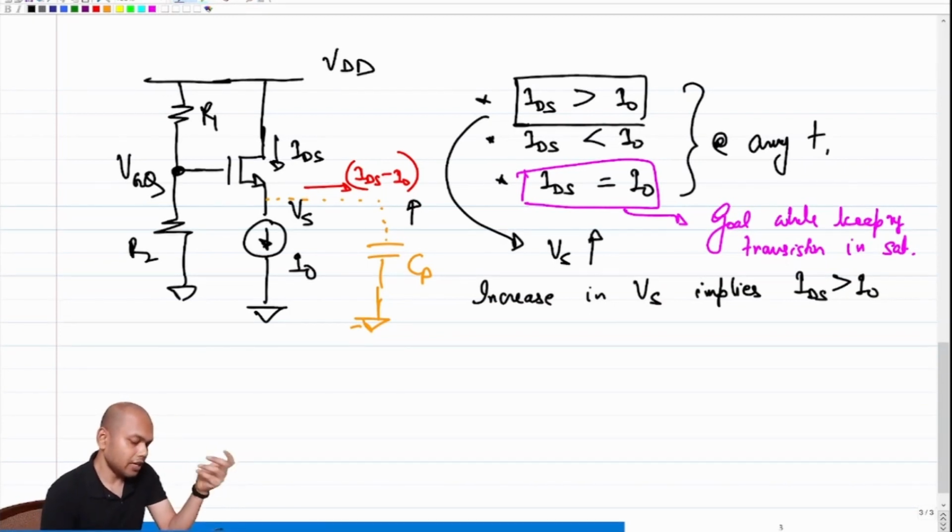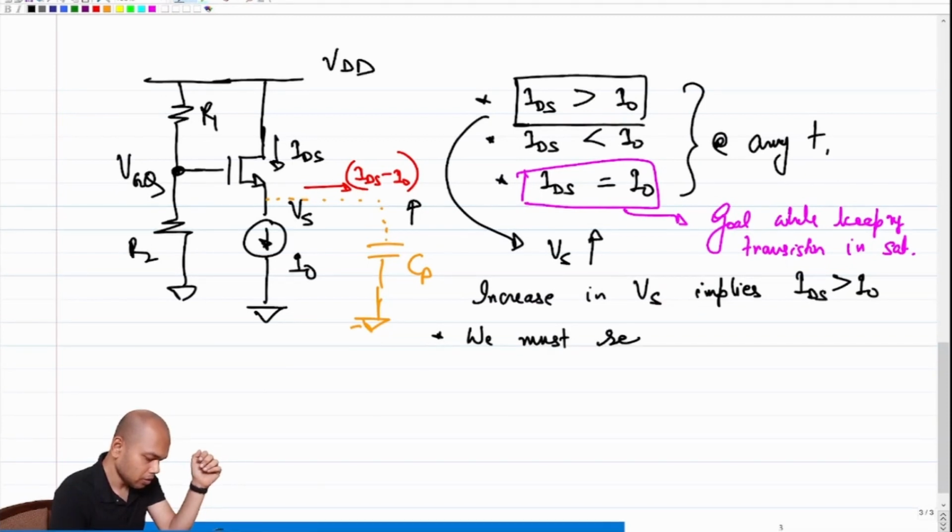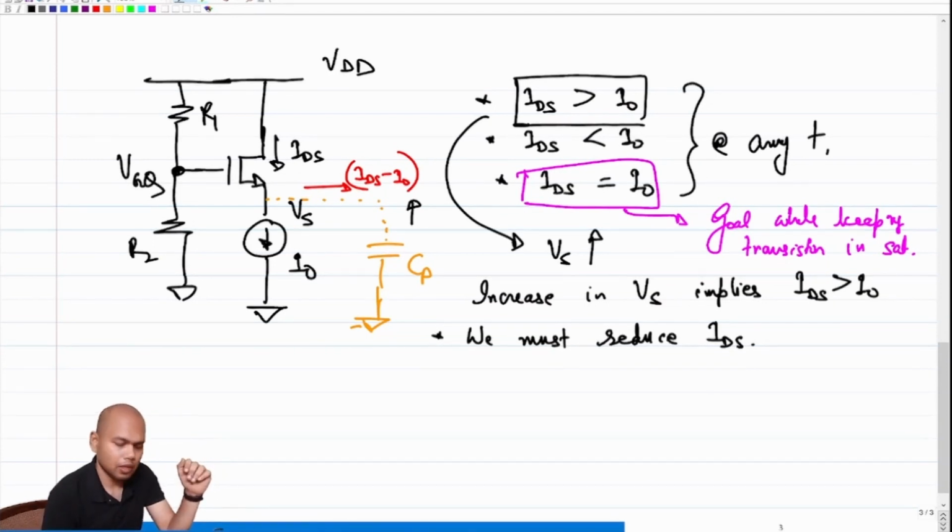So if IDS is greater than I naught, what should I do? I should take some corrective action to reduce IDS. How can we reduce IDS? What control do I have? One can obviously say I can reduce the W by L of the transistor to reduce IDS, but that we cannot do, because once the transistor size is fixed, it is fixed. We cannot change W by L. What else can we do?